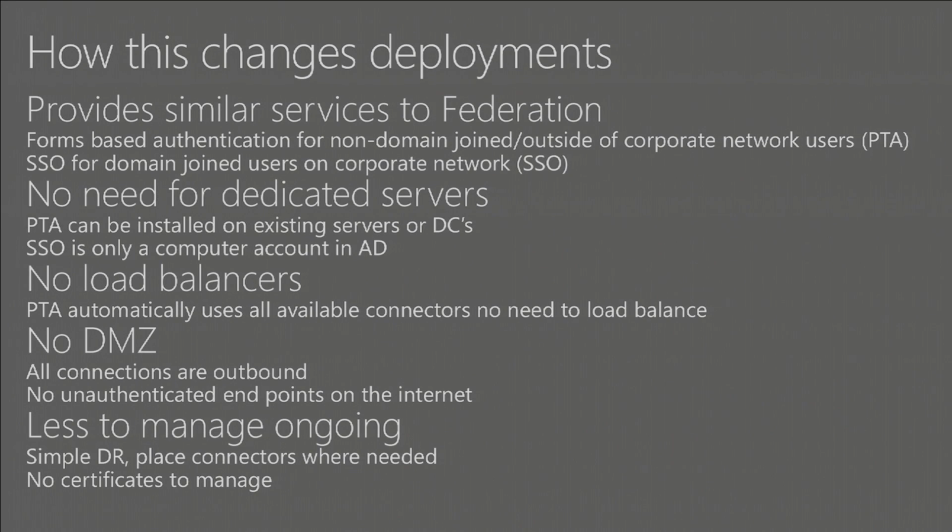We make sure we find the right connector to send the password to. Right? There's no DMZ. All of the connections here are outbound connections. So we've got no inbound connections. We have a connector who's listening for what's going on. And then there's just less to manage ongoing. You don't have to worry so much about DR. As long as there's a connector next to a DC, you're good to go. All right? It's very simple. There's no certificates that you need to manage. We take care of that certificate management from the connector to the cloud automatically.